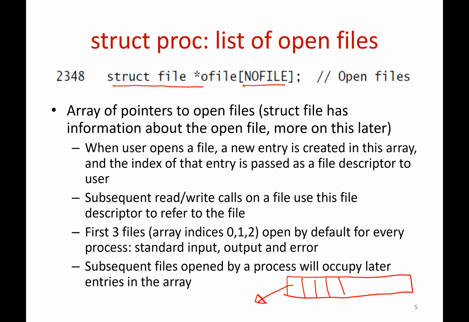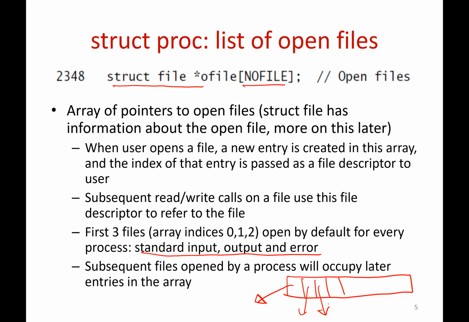So what is this file structure? We're going to study it later when we study file systems. For now, it is enough to know that every process maintains an array of pointers to the files that it has open. The first three files that every process has open by default are the standard input, standard output, and standard error, right? So three of these entries are always in use by default. Later on, when your program opens more files, more of these entries will get used.